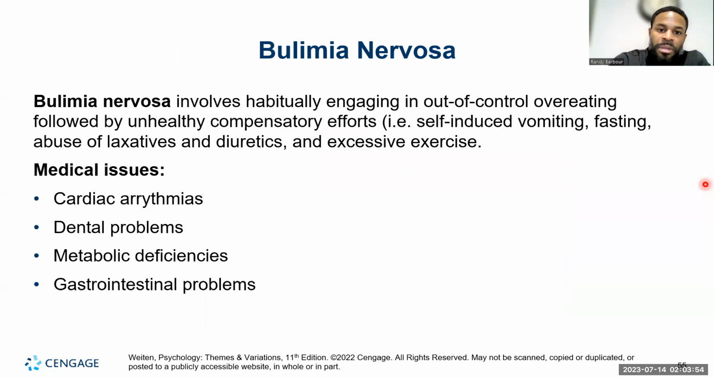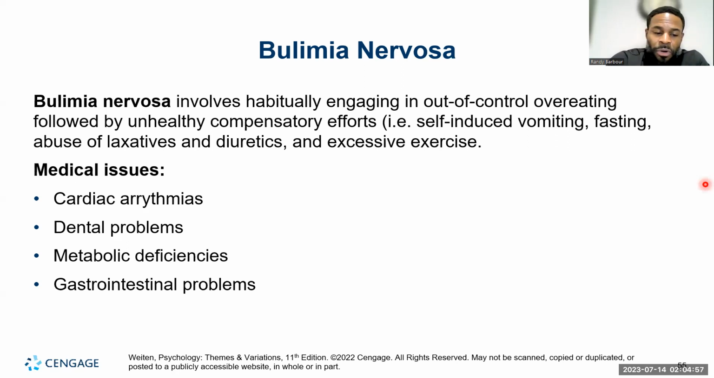Bulimia is another eating disorder. It involves habitually engaging in out of control eating, overeating, and then unhealthy compensatory efforts, right? So maybe self-induced vomiting, fasting, the abuse of laxatives and diuretics, and excessive exercise, right? Usually this is not as severe as anorexia because psychologically they're just overeating and then they purge themselves, right? But when you purge through vomiting, you're still getting nutrients. About 50% of the nutrients are gone, but most of it is already absorbed. So you're getting your nutrients. And even when you use laxatives and diuretics, that does not interact with the calories that you intake, right? That's just speeding up the process of your bowel movements, right?